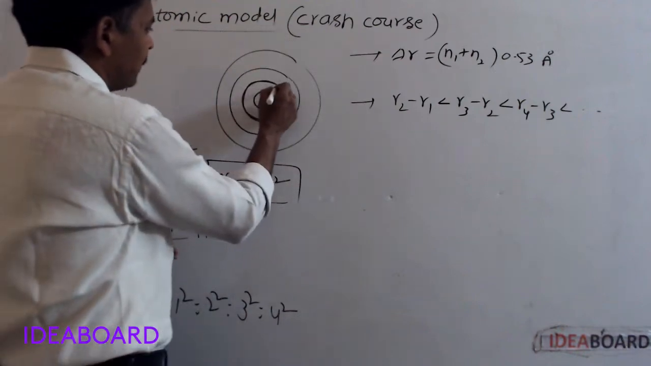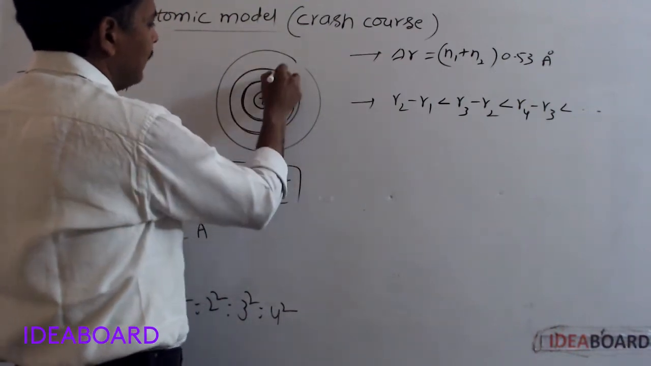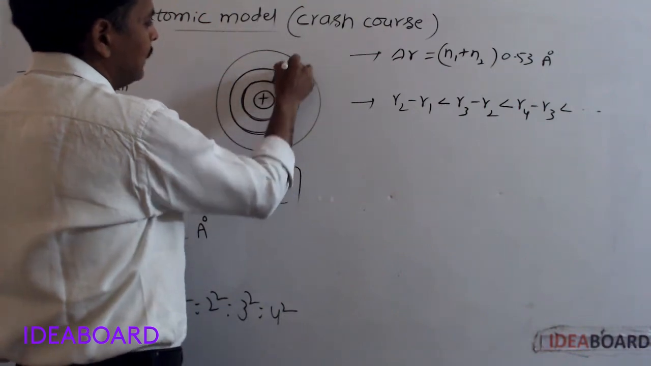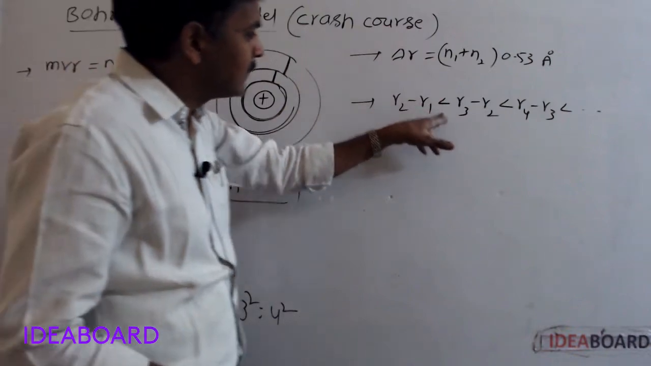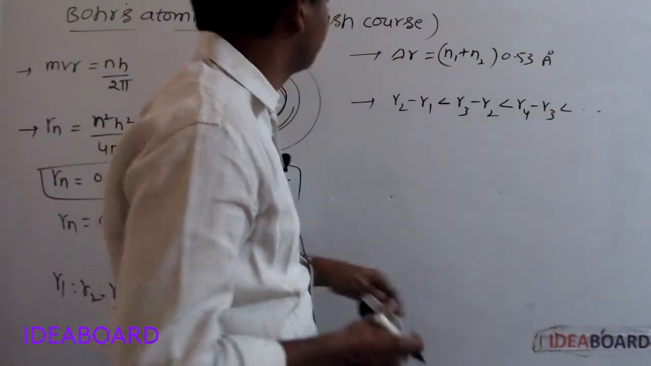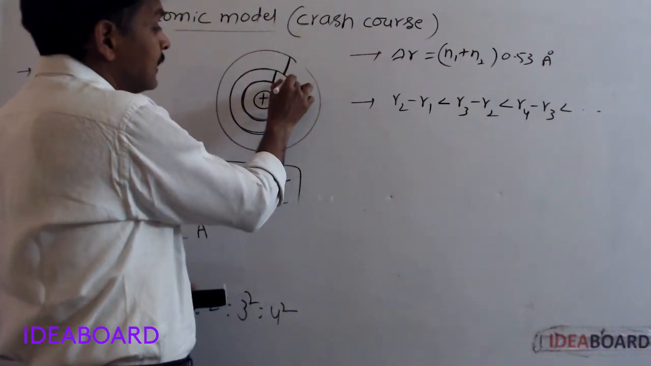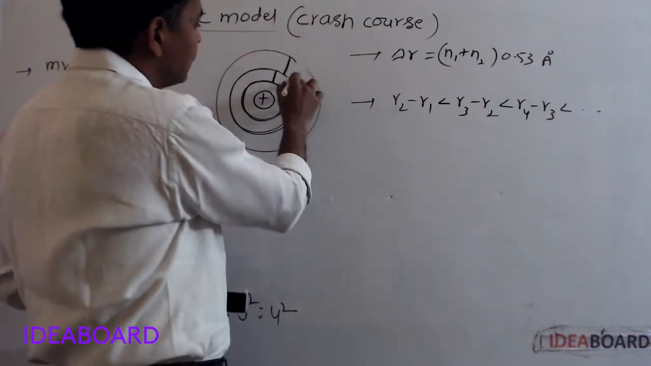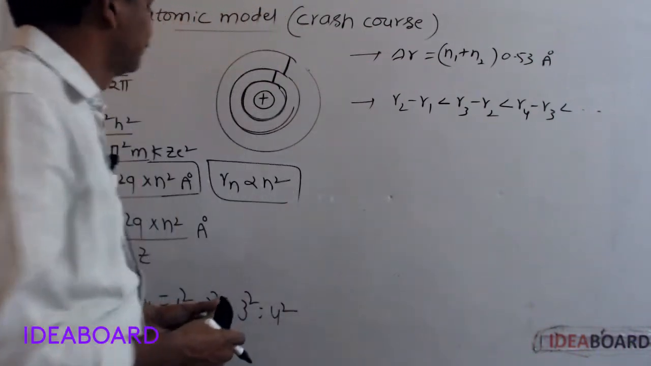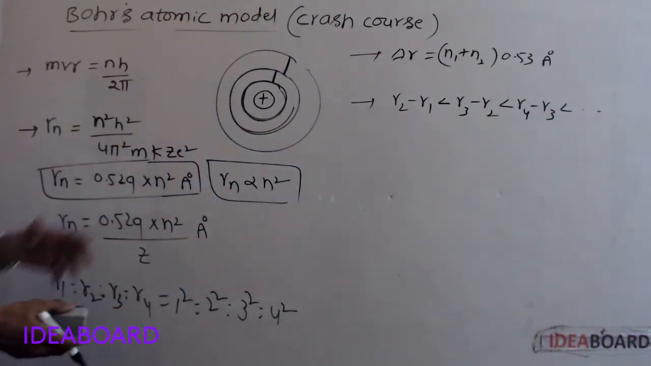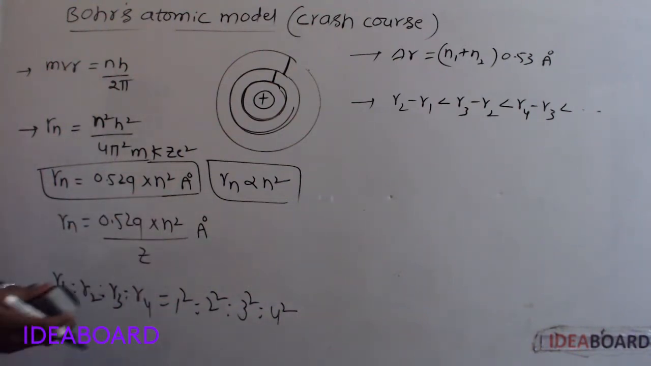See, this is the first orbit, this is the second orbit. When compared to this, this difference is more. R2 minus R1 is less than R3 minus R2. Radius difference between first and second orbit is less than radius difference between second and third orbit. For hydrogen-like species, we can use this formula divided by Z.